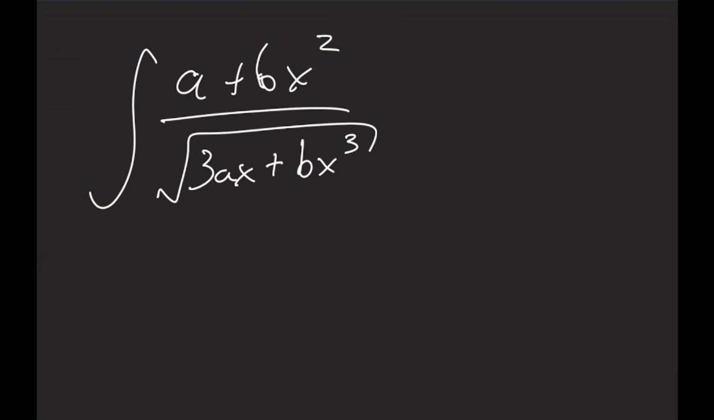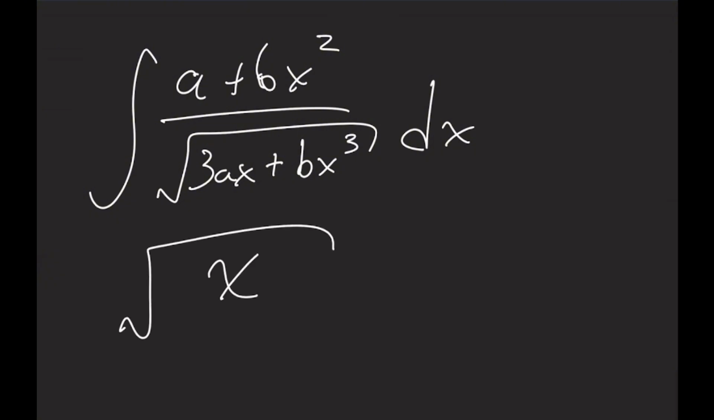Alright, so usually when you do a u-substitution, you look for something that a function is taking in. So if you look at the denominator, it is the square root of something, and that something is 3ax plus bx cubed.